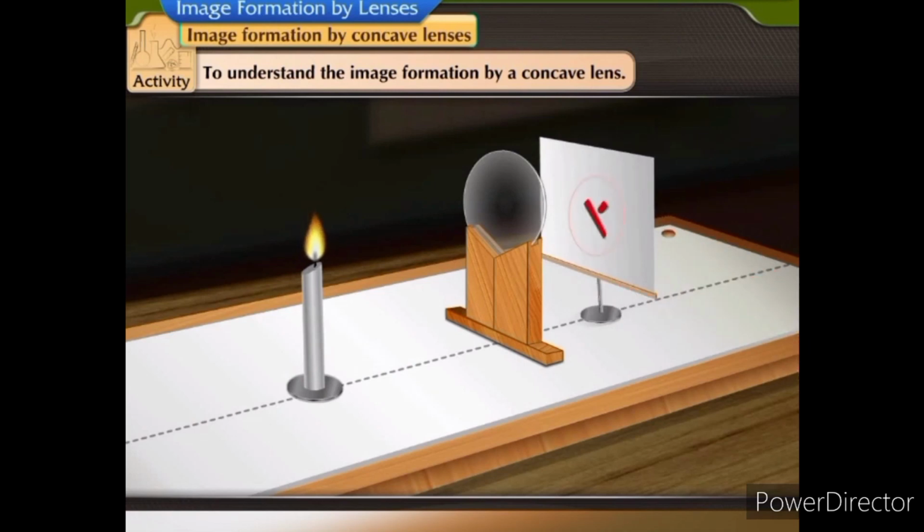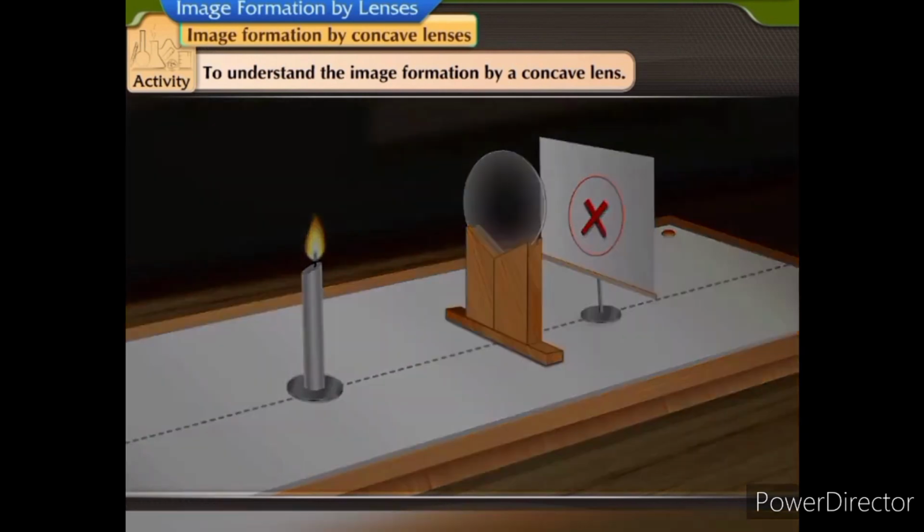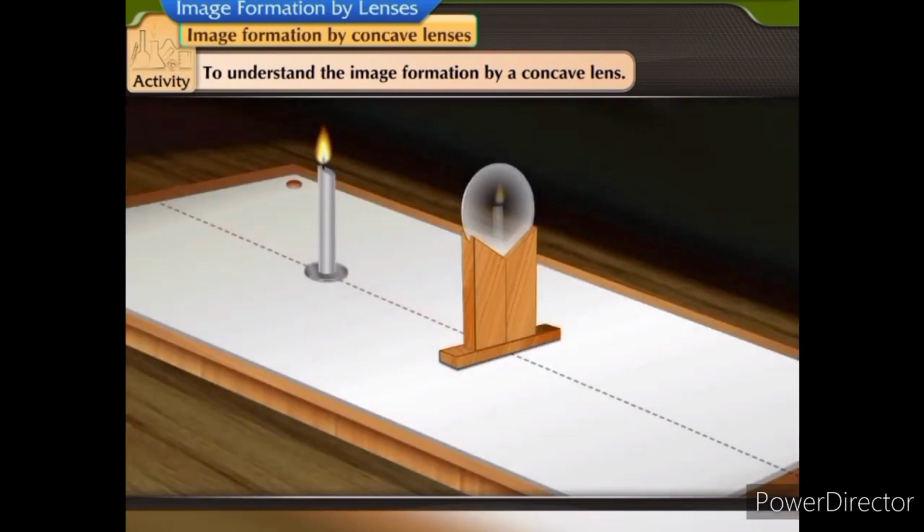You will observe that there is no image of the candle flame formed on the screen. But if you look through the lens by adjusting your eye behind the lens, a small image of the candle and its flame is seen inside the lens.